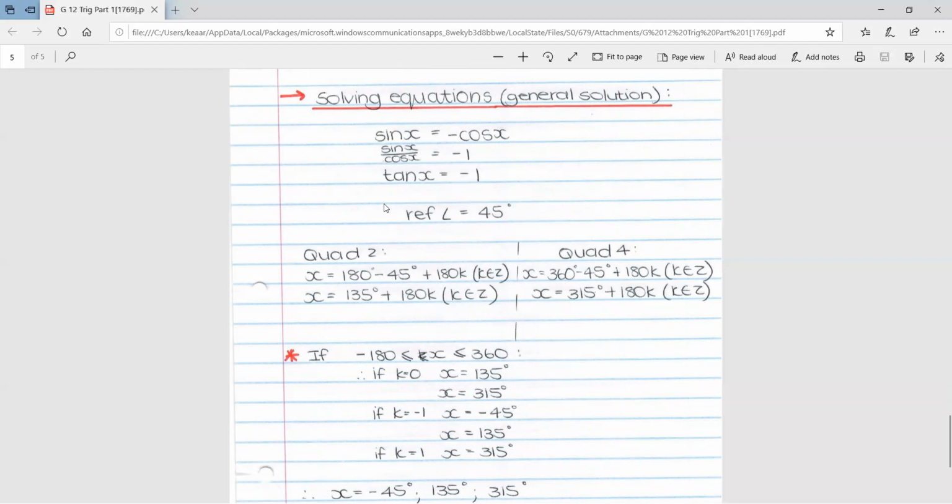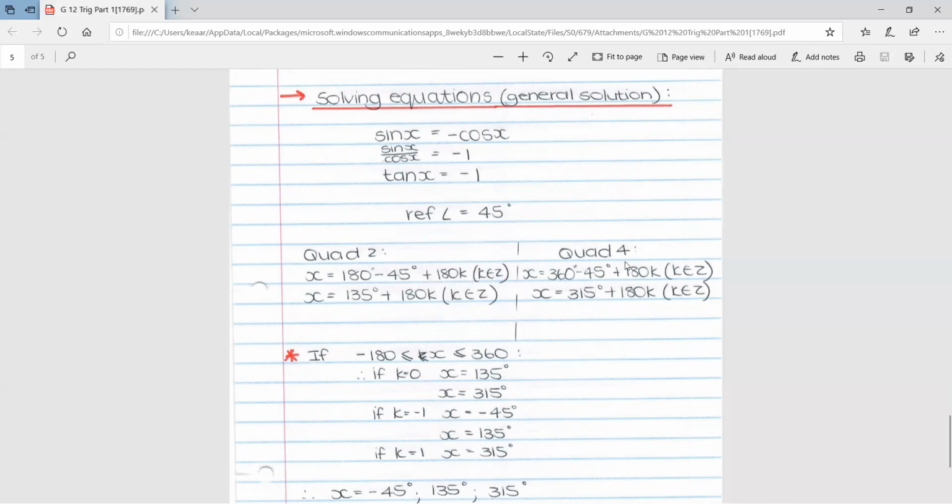So now we write whichever quadrants are relevant to tan being negative. So if tan is equal to negative, we'll have quad 2 and quad 4. We then write down the rule for quad 2 and quad 4. The rule for quadrant 2 is 180 minus theta. Theta is 45. So we're going to have x equals 180 minus 45 plus 180k. K is an element of Z. This is just an always thing that you write. If you have sine or cos, you write plus 360k. But because of tan's restrictions, we have plus 180k.